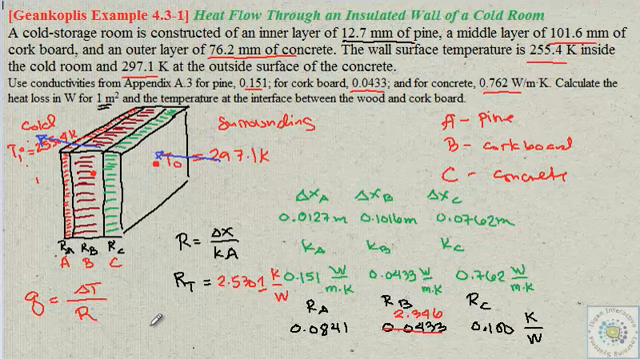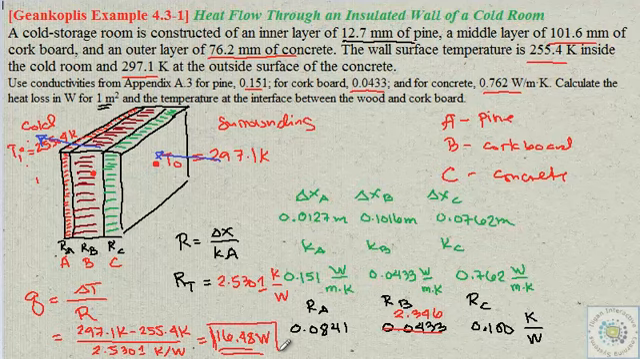Now if we substitute that here, we can then compute for Q, right? Delta T is simply 297.1 minus 255.4, divided by the total resistance, 2.5301 Kelvin per watts. And if we evaluate that, that will lead to 16.48 watts, meaning every square meter of area, 16.48 watts of heat is escaping, or actually passing through that.